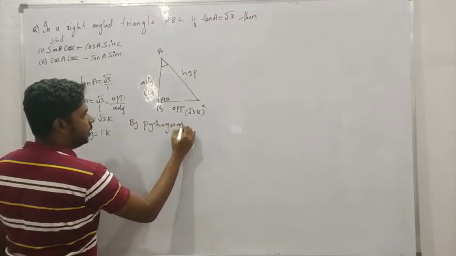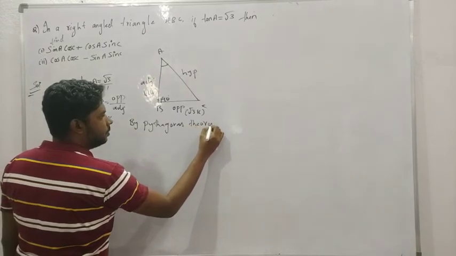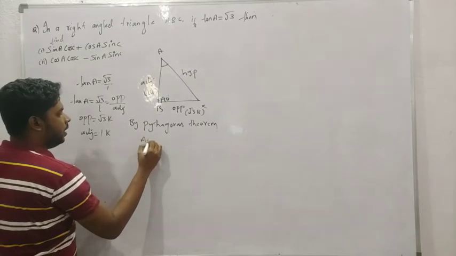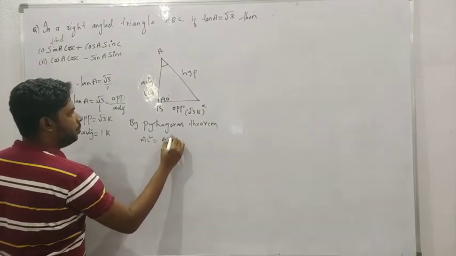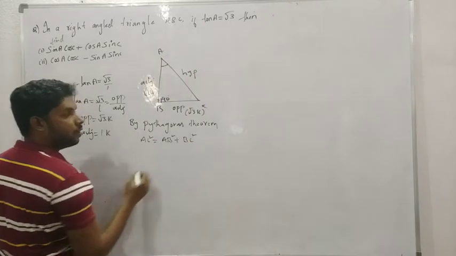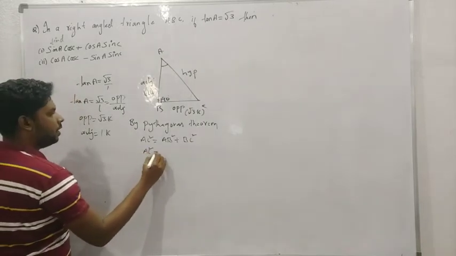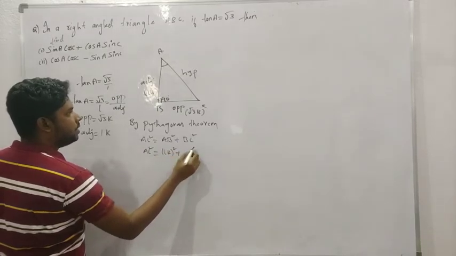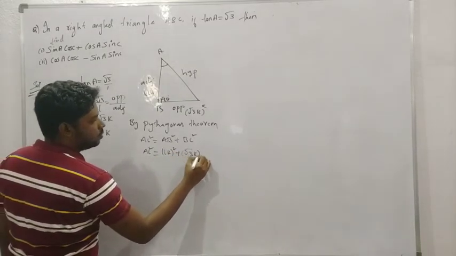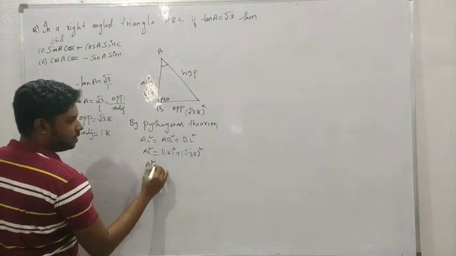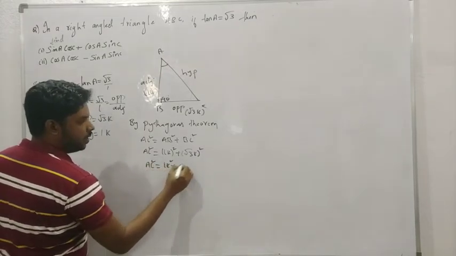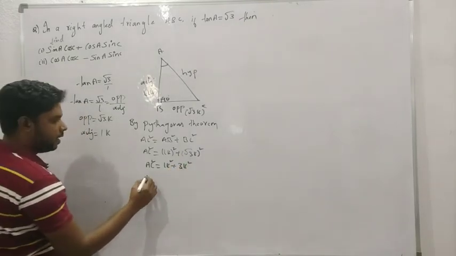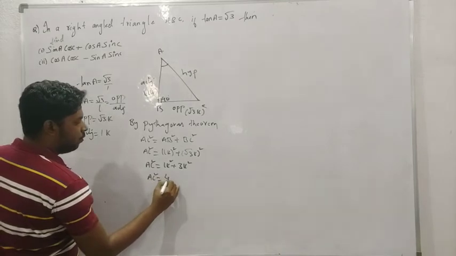What does the Pythagoras theorem state? The square of the hypotenuse is equal to the sum of the squares of the other two sides. Means AC square is equal to AB square plus BC square. AC we have to find out. AC square, AB is 1k square plus BC is root 3k whole square. So AC square is equal to 1k square plus 3k square, since the square and square root get cancelled. What do I get? AC square is equal to 4k square.